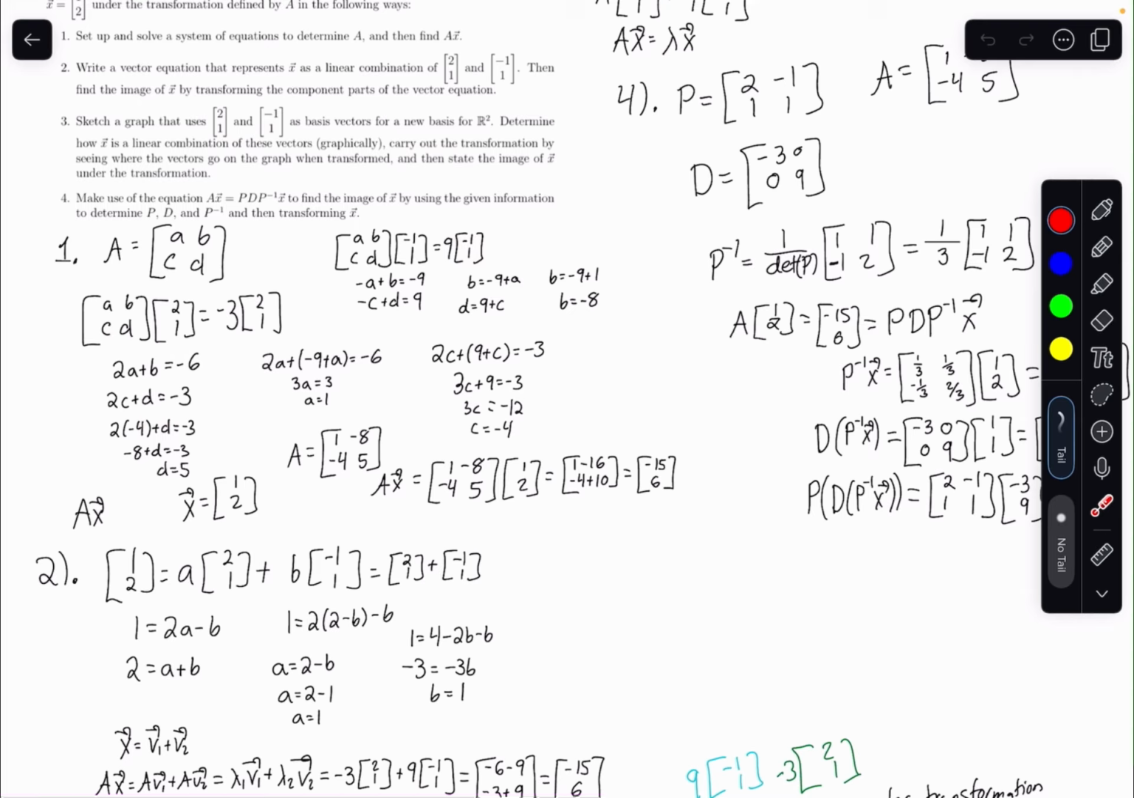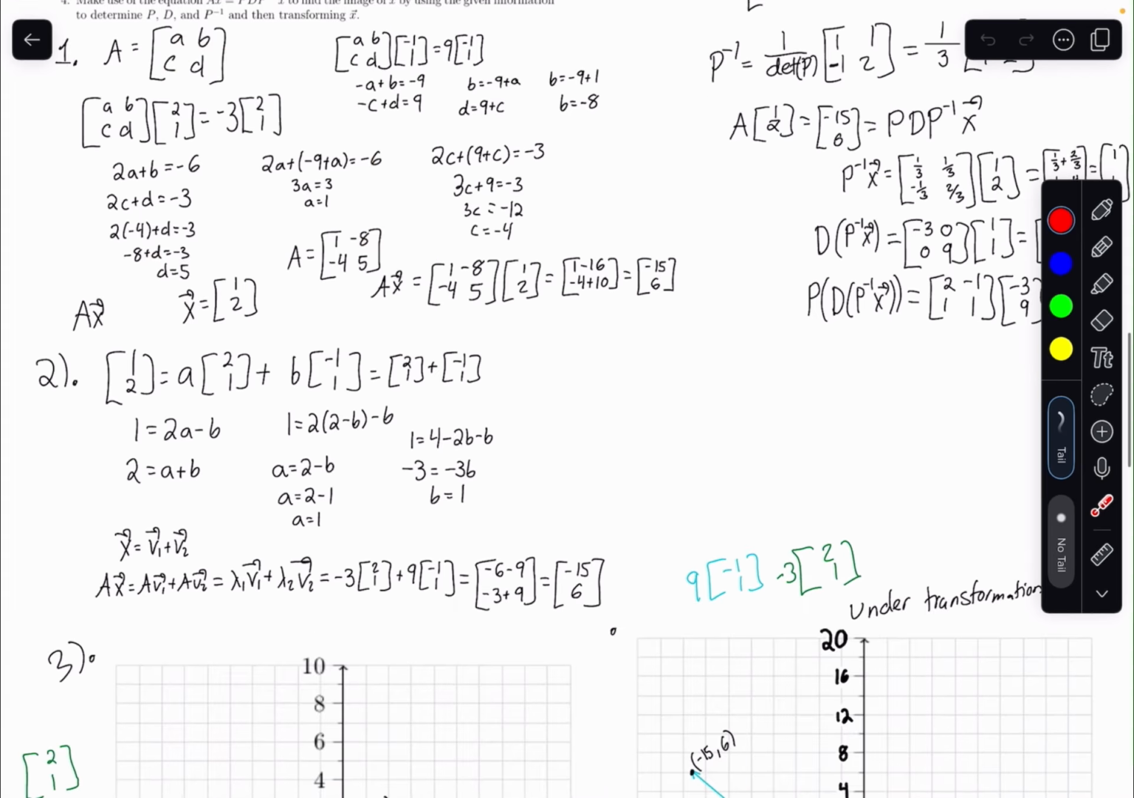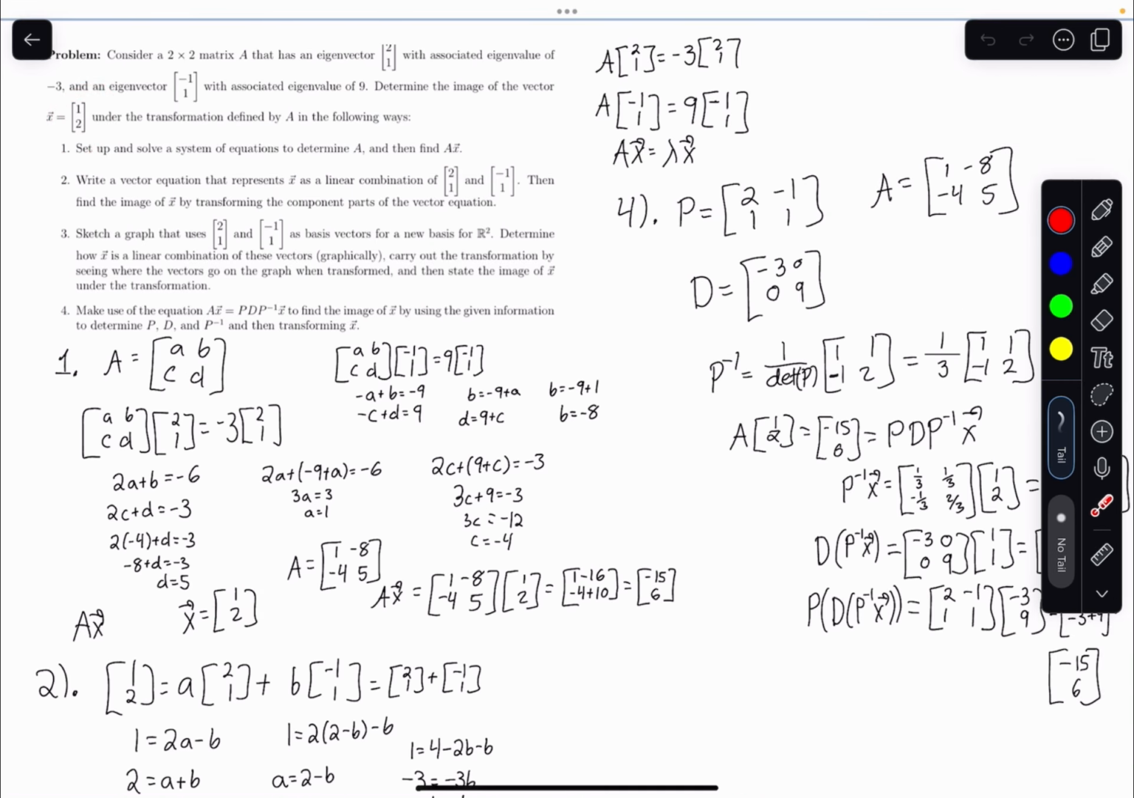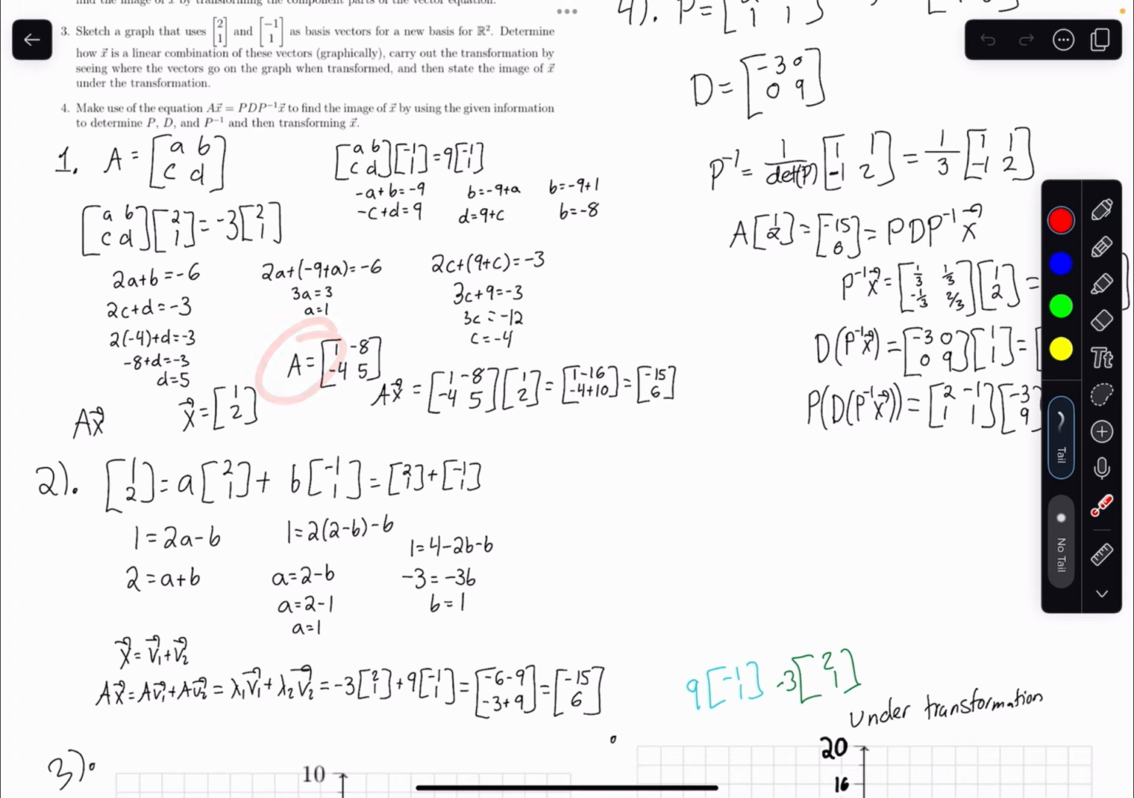And then I plugged in my values from my other sides, and I ended up getting A is 1, C is 4, B is negative 8, and then D is 5. I then plugged all of those numbers into here, and then I got my matrix A. I then took my new vector that I wanted, which is from up here, and then transformed it by this A, and I got that there, the negative 15, 6.